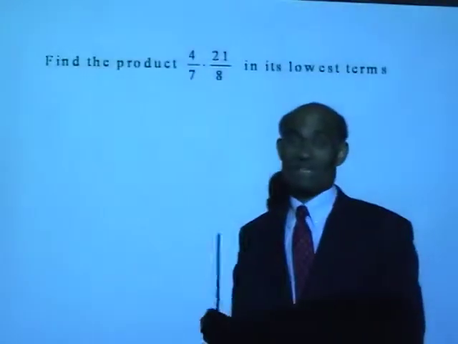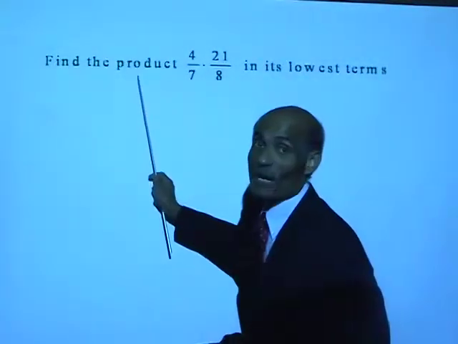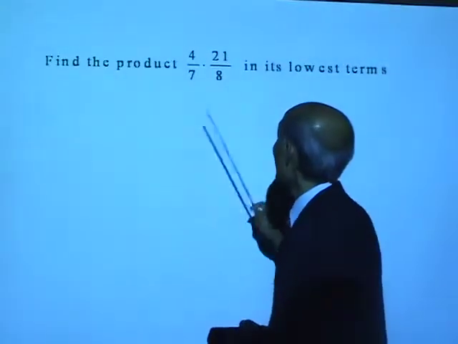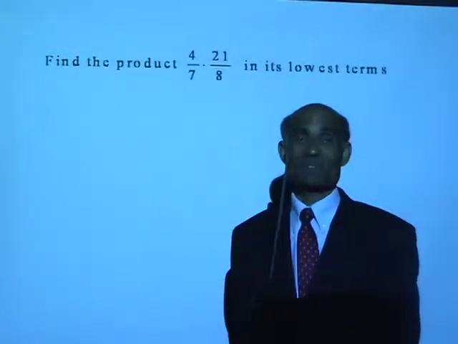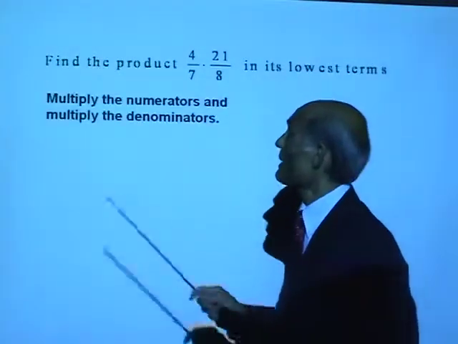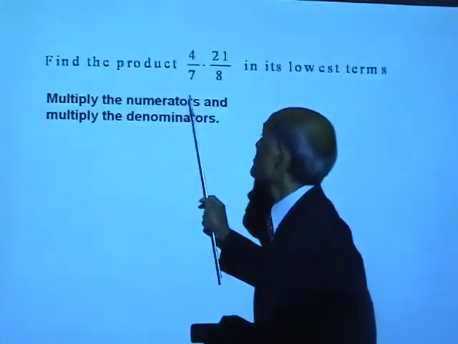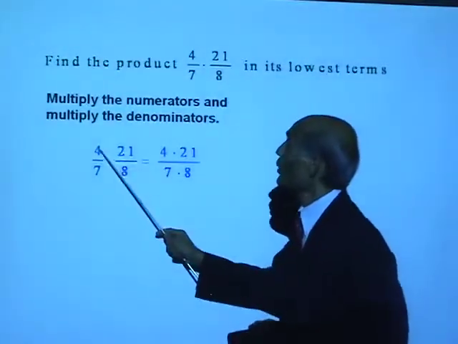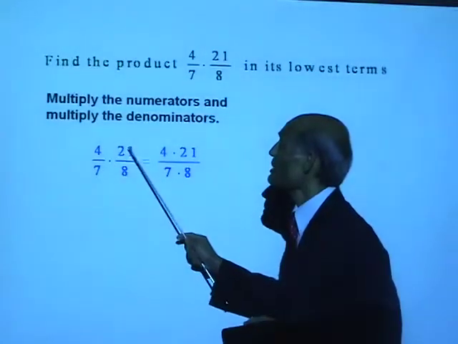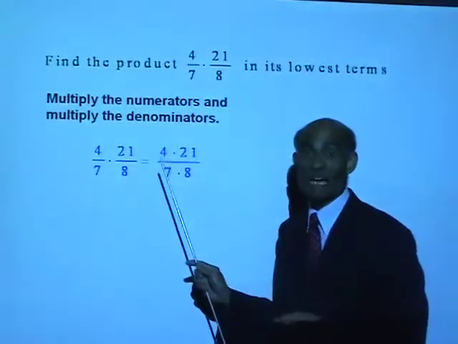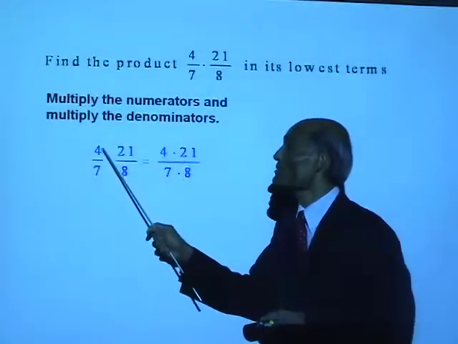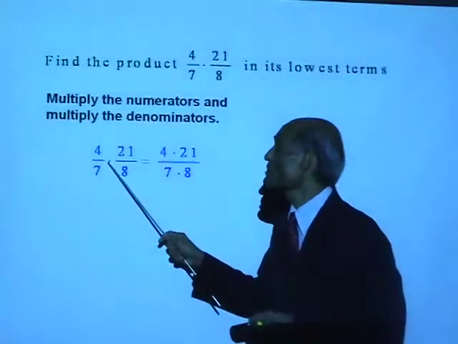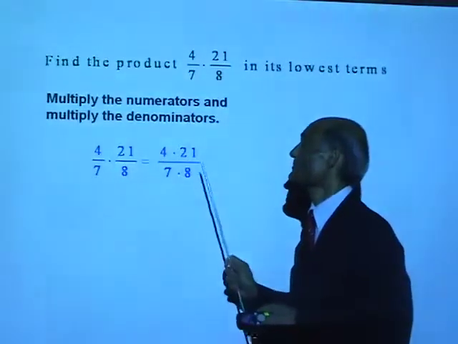Alright. Let's now do another one. Find the product 4 over 7 times 21 over 8 in its lowest terms. Well, how do you do that? First, multiply the numerators and multiply the denominators. Now that means 4 over 7 times 21 over 8 can now be written as, what is my numerator? Numerator is 4 times 21. Denominator is 7 times 8.